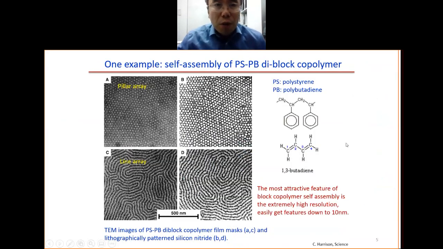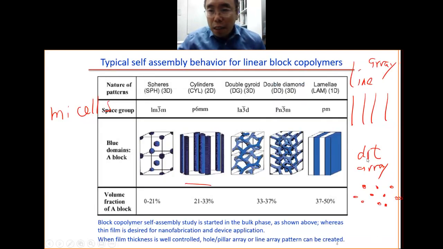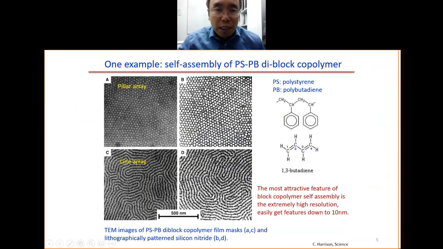Now here is one example of block copolymer self-assembly. This is the dot array and this is the line array. This is after self-assembly, after removing one block. This one, B and D, is after etching into the silicon nitride. So here is the silicon nitride pattern. In this case, we have the polystyrene block polybutadiene. The other block is this one, polybutadiene.